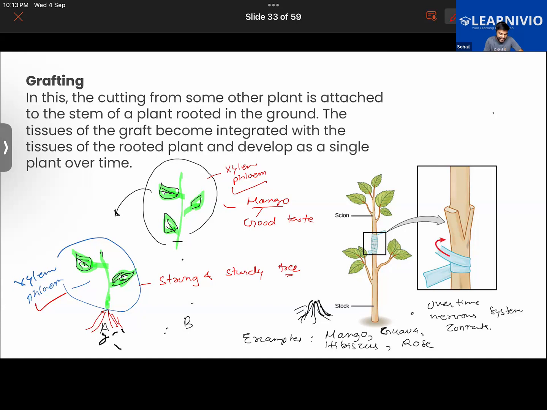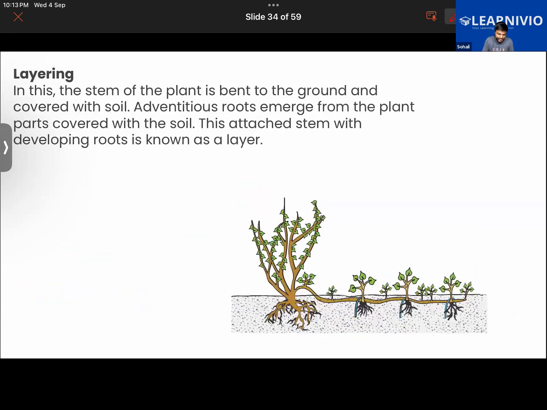So when we attach this mango tree with good taste to a strong and sturdy tree, we get a new tree with both good taste and strength also. So the mango of the new tree that is formed not only has good taste, but also has good strength. So both the qualities are mixed, and both of them are favorable. All right, that is the thing. Next, we are going to learn about the layering method.